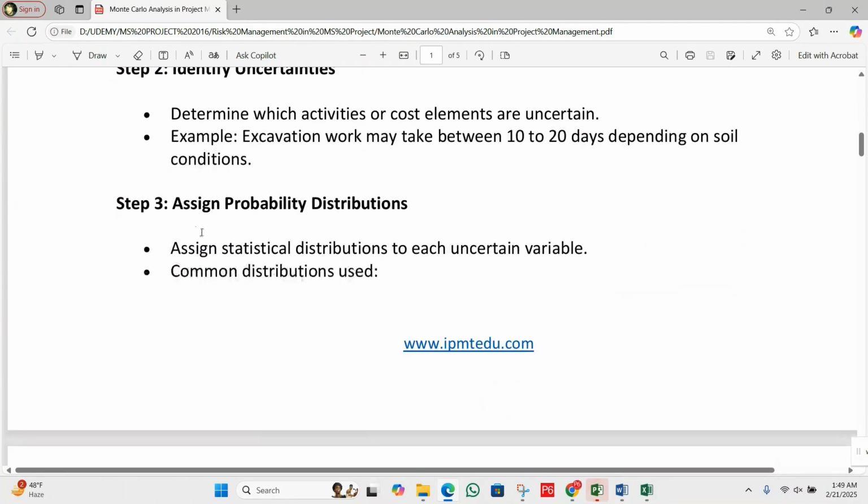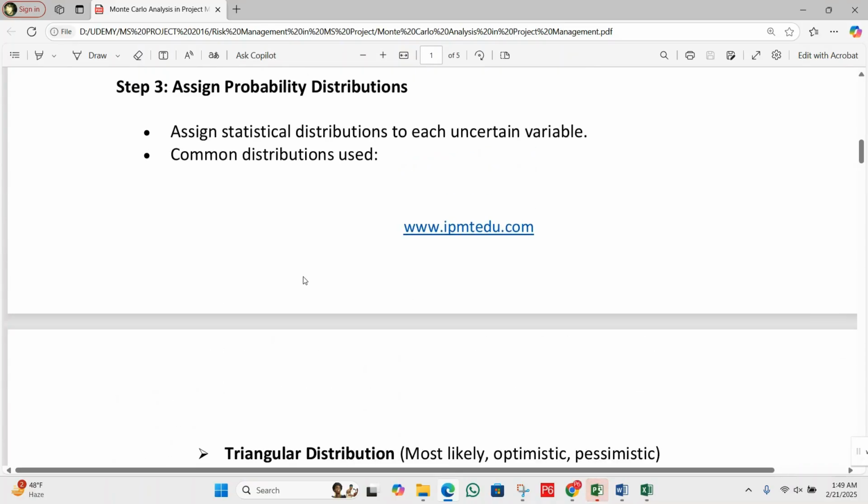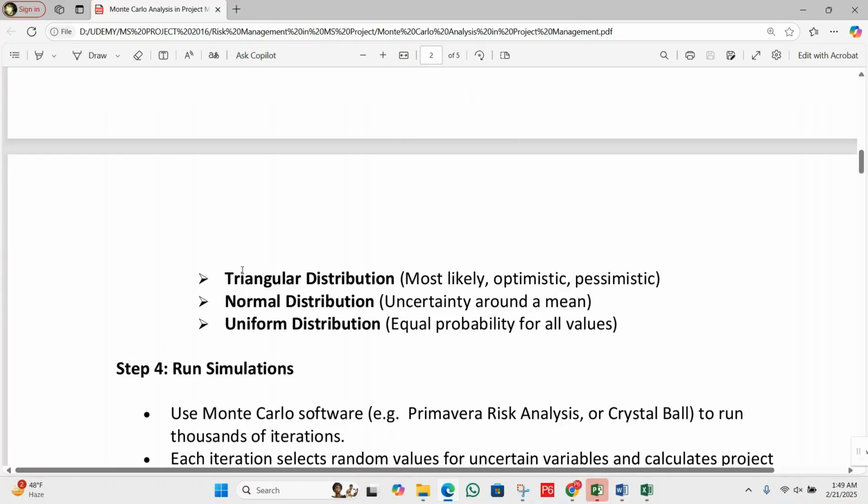Third, assign probability distribution. Assign a statistical distribution to each uncertain variable. Common distributions used: the triangular distribution, meaning the most likely, optimistic, and pessimistic values, which is based on the three-point estimation. The normal distribution, which shows uncertainty around a mean. And the uniform distribution, with equal probability for all values.